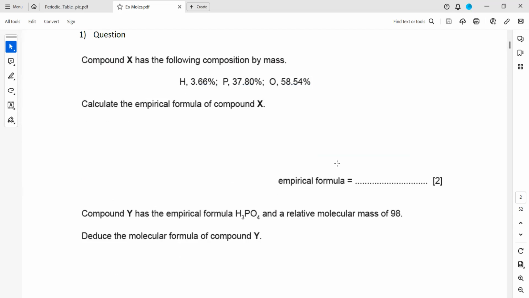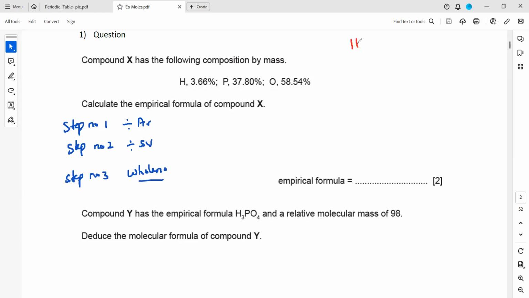So the first question is related to the empirical formula of the compound. As we discussed, to work out the empirical formula, step one, you divide by the relative atomic mass. Step two, you divide by the smallest value in the combination. And step three, you make the simplest ratio in whole numbers. And I want participation from everyone.